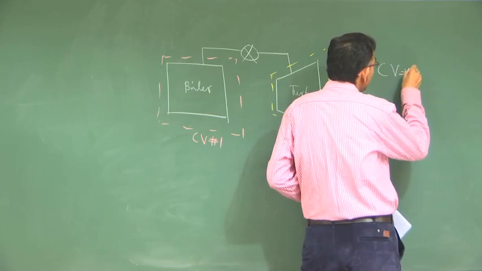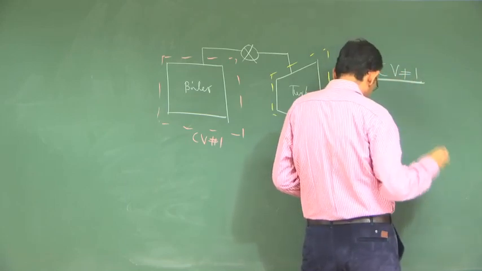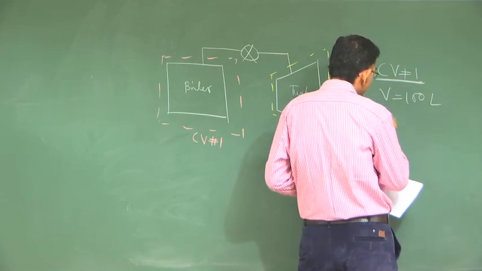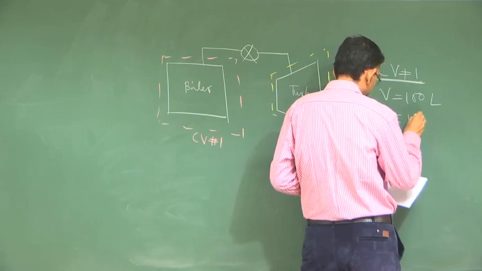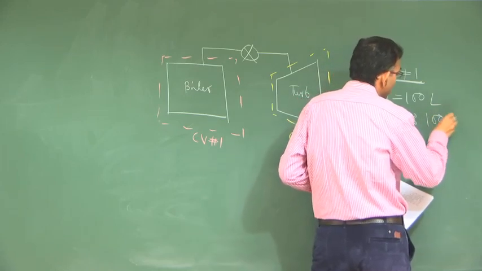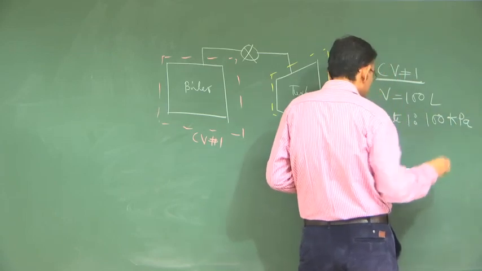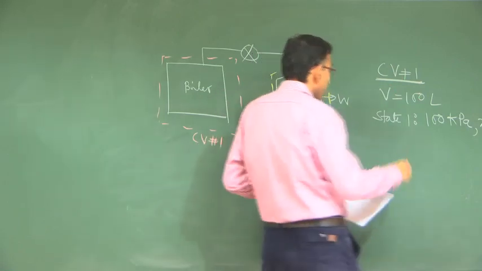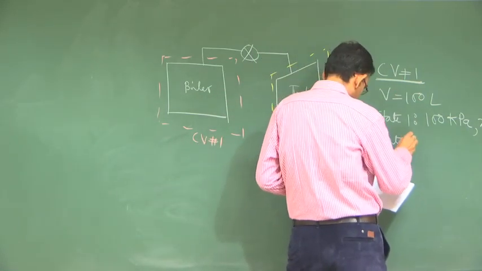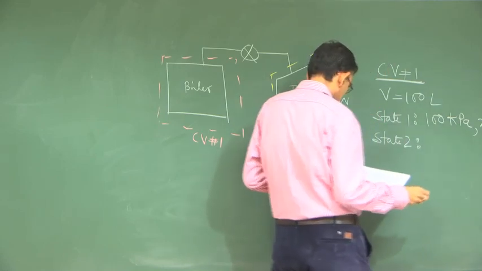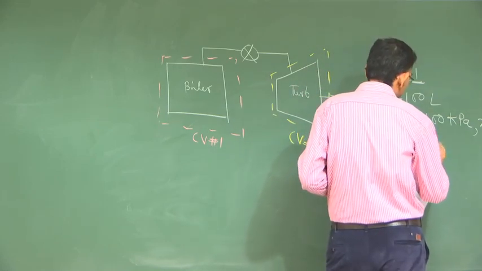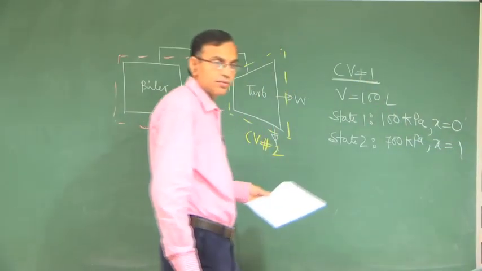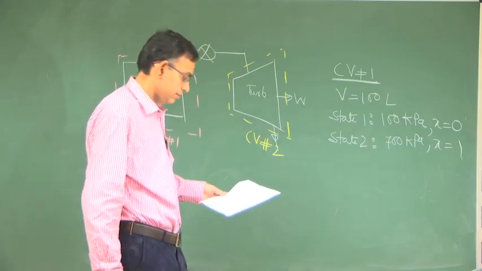The control volume 1 has volume equal to 100 liter. State 1: 100 kilopascal, saturated liquid, quality equal to 0. Okay. State 2: 700 kilopascal, quality equal to 1, saturated vapor, right.